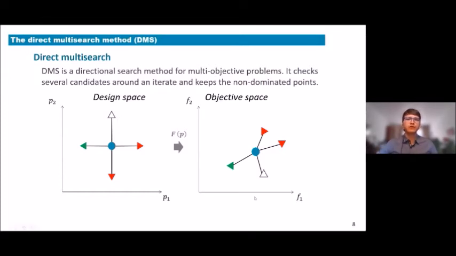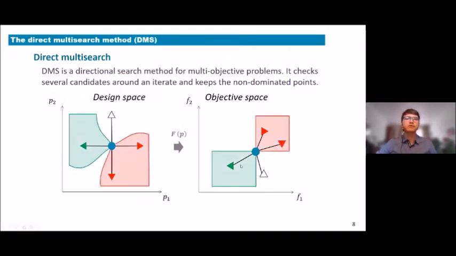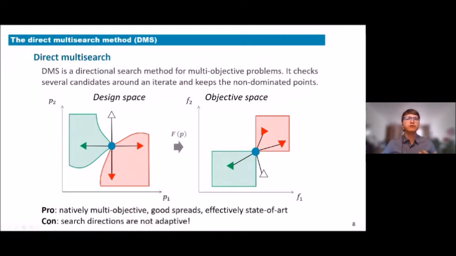So these points are mapped to the objective space in some way via the performance map. And we see that some of these points end up in the dominating region with respect to the current design. Some of these points are Pareto equivalent, and some will be worse. But the point is that by applying this procedure, you both refine the existing designs and generate new ones. So that's the basics of direct multi-search. It's effectively a state-of-the-art method, and it can achieve quite good spreads. It's also rather robust, but its main problem is that it's not adaptive because the search directions are fixed, so they don't take into account previous function evaluations.